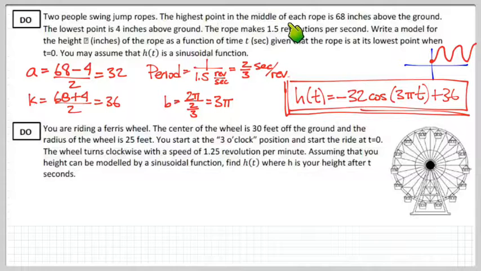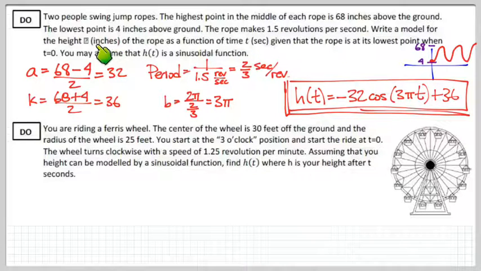The highest point is 68 inches. So let's actually label that 68. The lowest point is 4 inches from the ground. I'll label that here 4. The rope makes 1.5 revolutions per second, so I wrote that one over here. Well, I didn't write it. I figured out the period. I'll get back to that in a second.